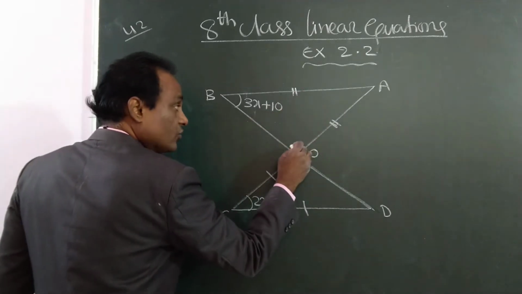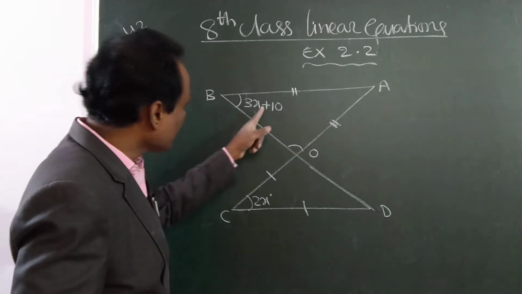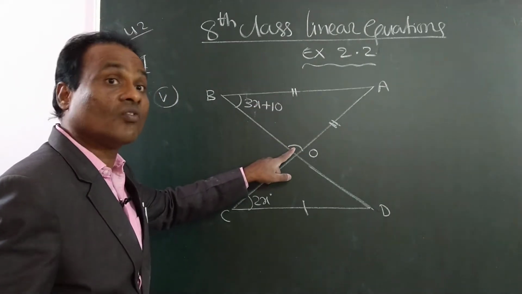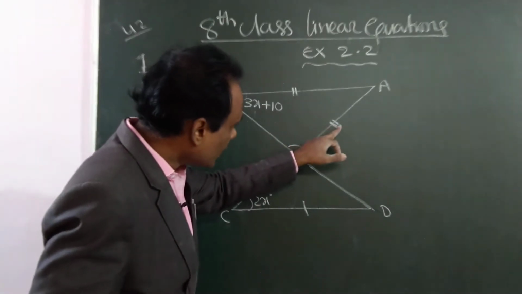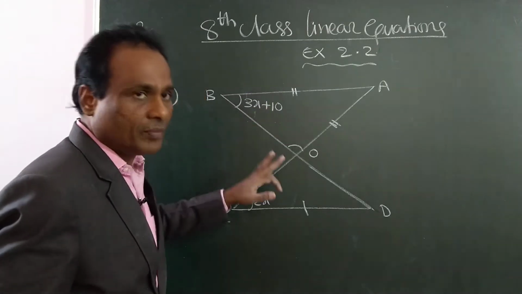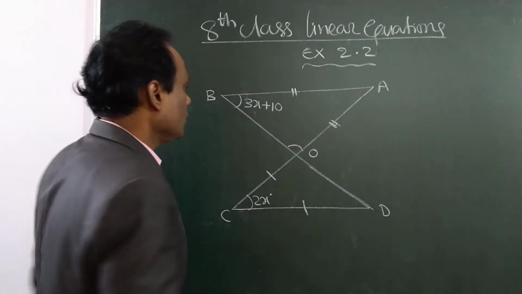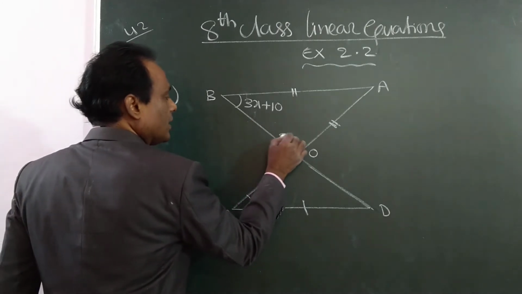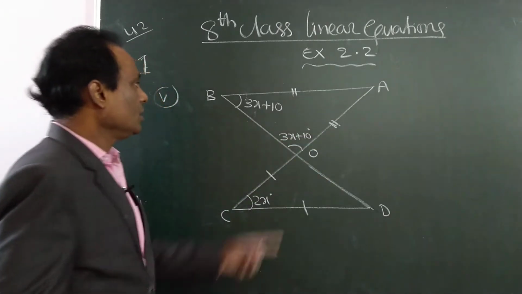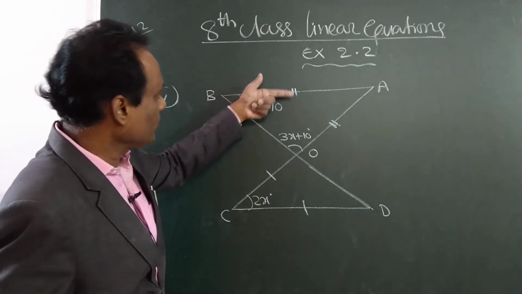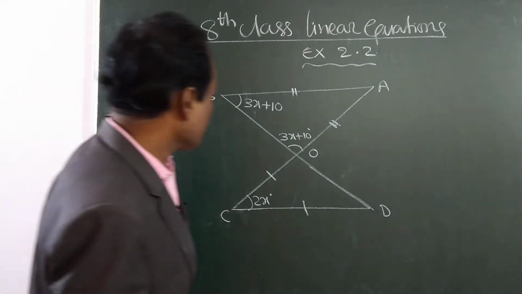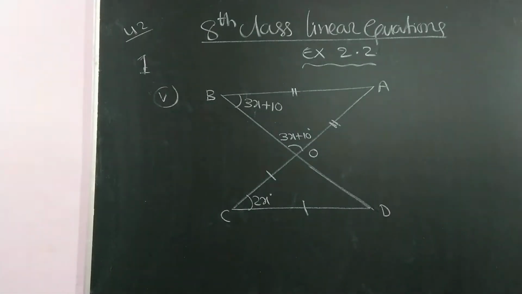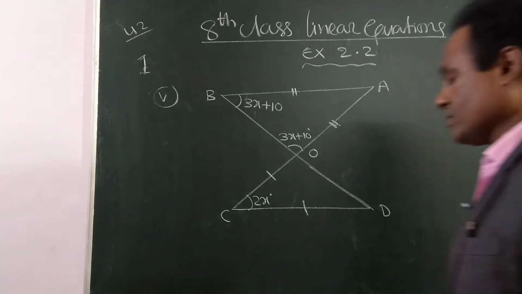Then this opposite angle should be also 3x plus 10. Why? Two sides are equal, two angles will be equal. That opposite angle and that opposite angle only will be equal. This is not, we don't know that angle. So if this is 3x plus 10, this will be also 3x plus 10. Next. Remember the concept. If two sides are equal, then the angles opposite to equal sides are equal.